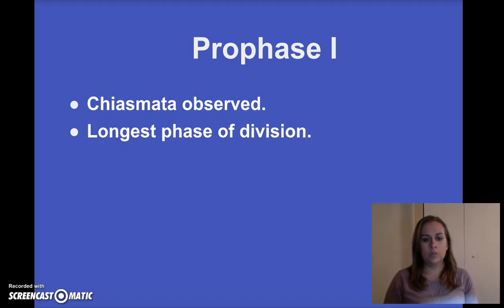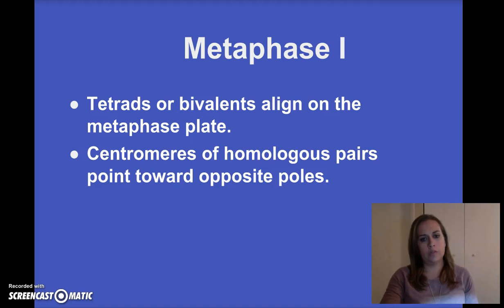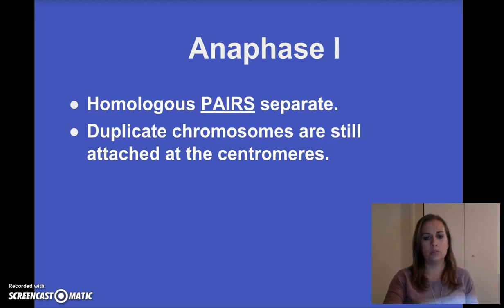Also during prophase 1, you have the chiasmata observed. This is also going to be the longest phase of division. With metaphase 1, the tetrads are going to align on the metaphase plate, and then the centromeres of the homologous pairs are going to point toward opposite poles. And then with anaphase 1, the homologous pairs are going to separate, and now the duplicate chromosomes are still attached at the centromeres. So the sister chromatids are still attached, however the homologous pairs are separate.